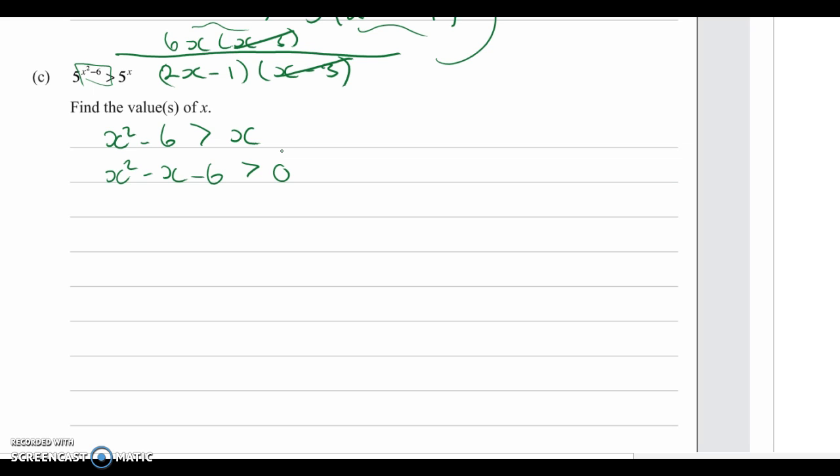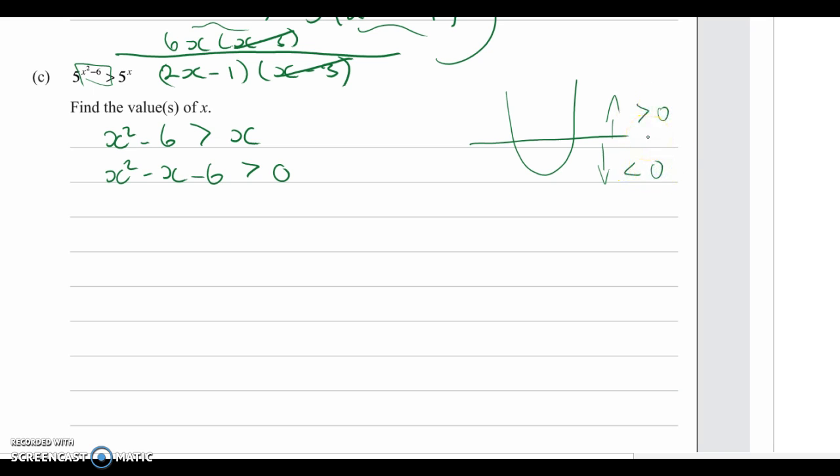So now I have a quadratic. Now it's greater than 0. I know that a quadratic gives me a parabola. And if I've got a parabola, sometimes some of it is greater than x. So that bit there is all greater than x. And that bit there is, that's less than, that's greater than.